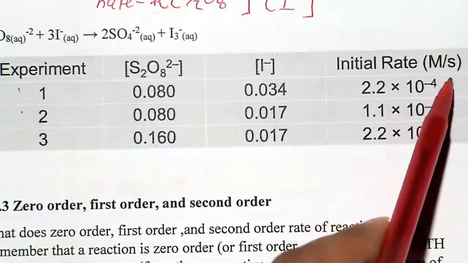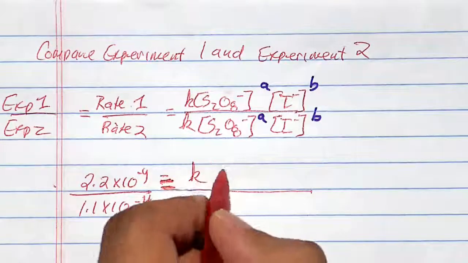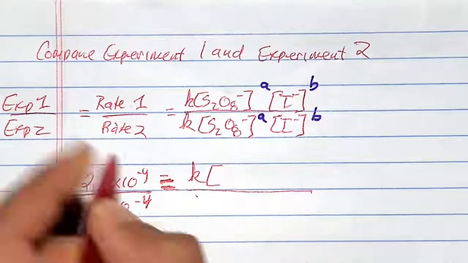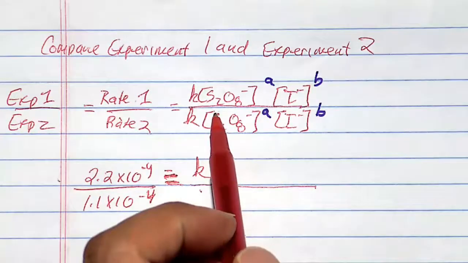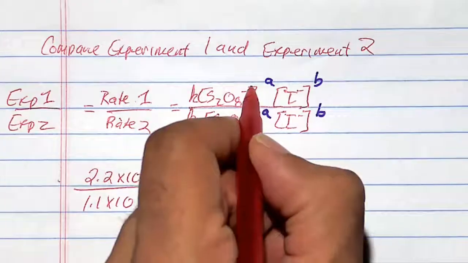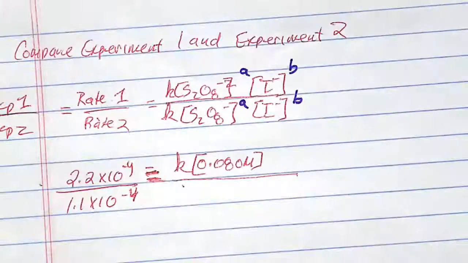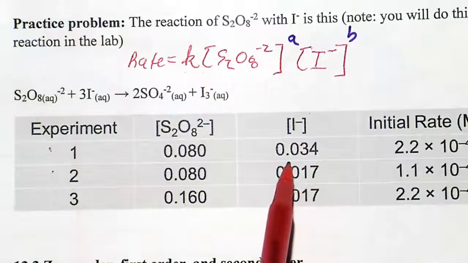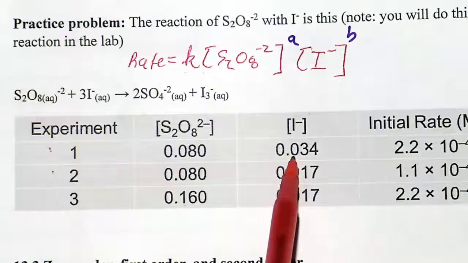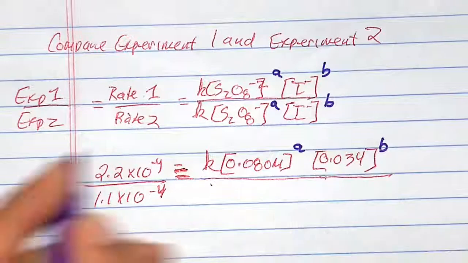Notice the units: molar per second, equals the constant K. Let's look at experiment 1 as we calculate these ratios. The concentration of S2O8 2- is 0.080 molar, raised to its order A. For experiment 1, the concentration of I- is 0.034, raised to order B.